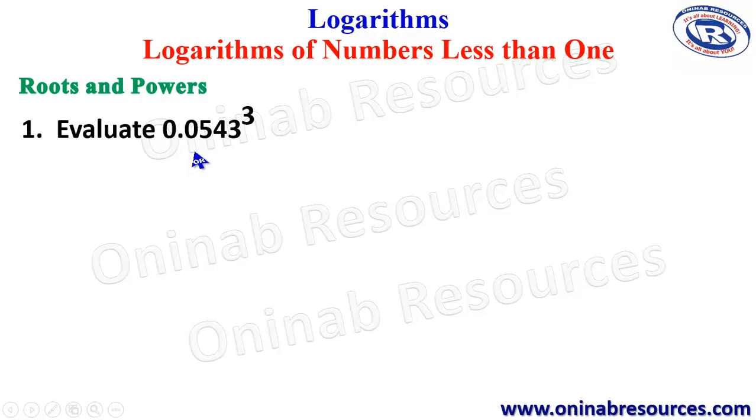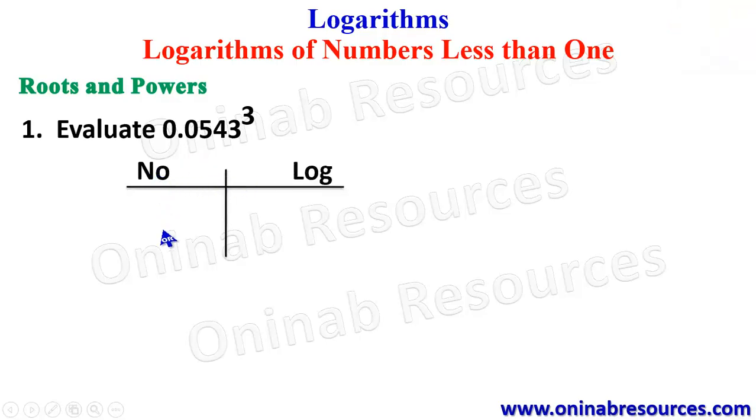And we are going to present the solution in a tabular form, where we have the first column to be number and the second column to be the log of the numbers. We place 0.0543 raised to power 3 on the number column. Then we go for the logarithm of 0.0543.